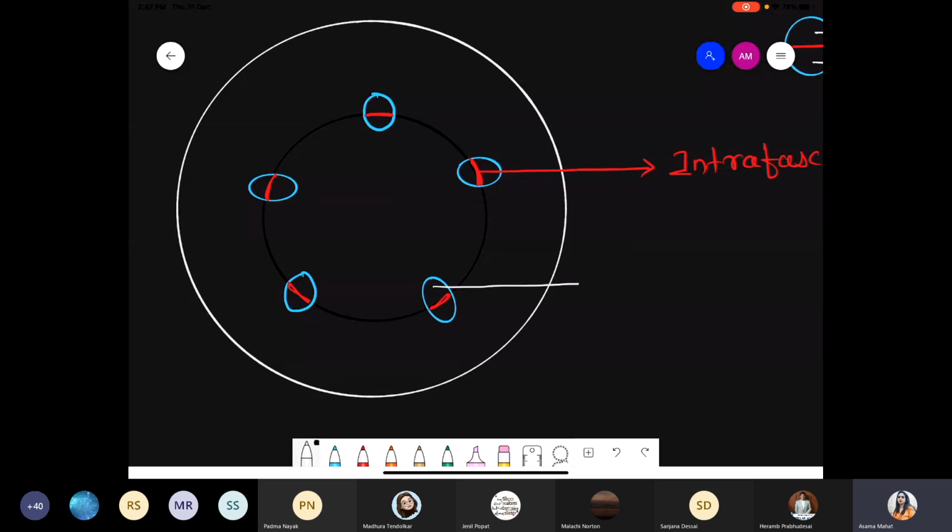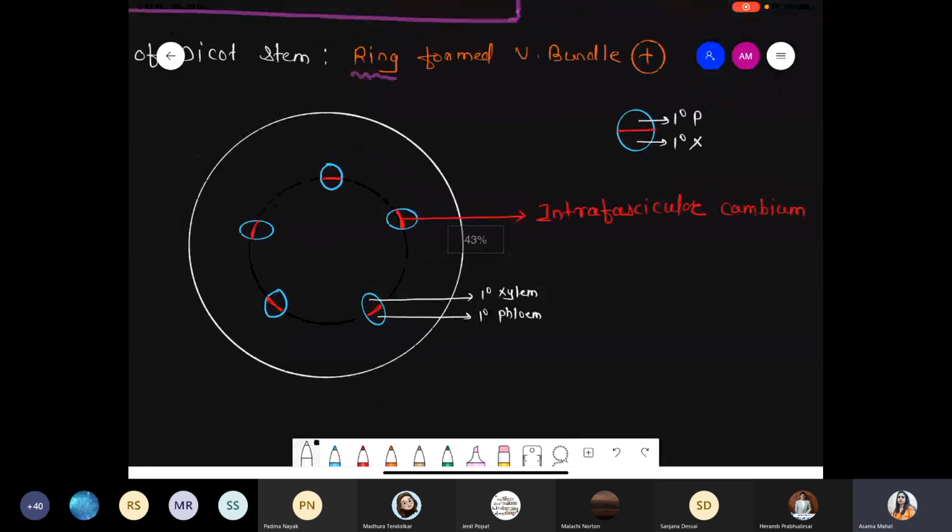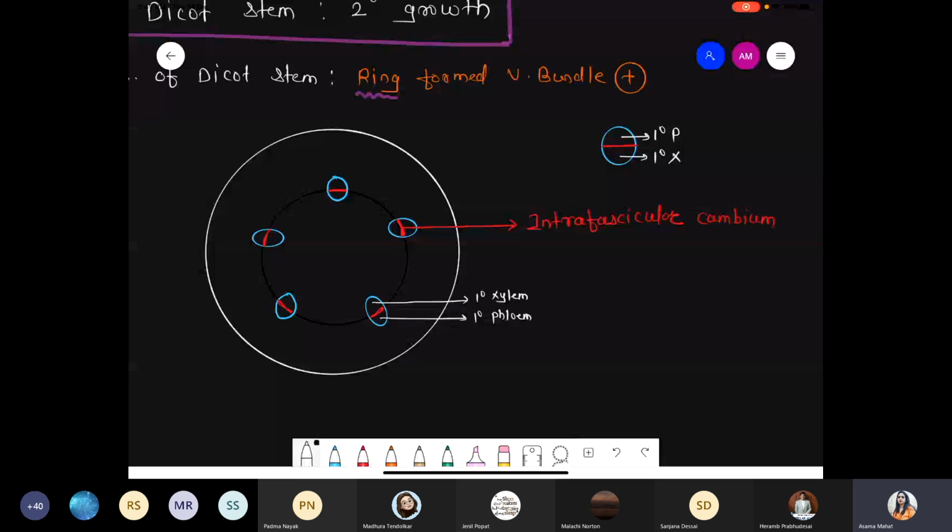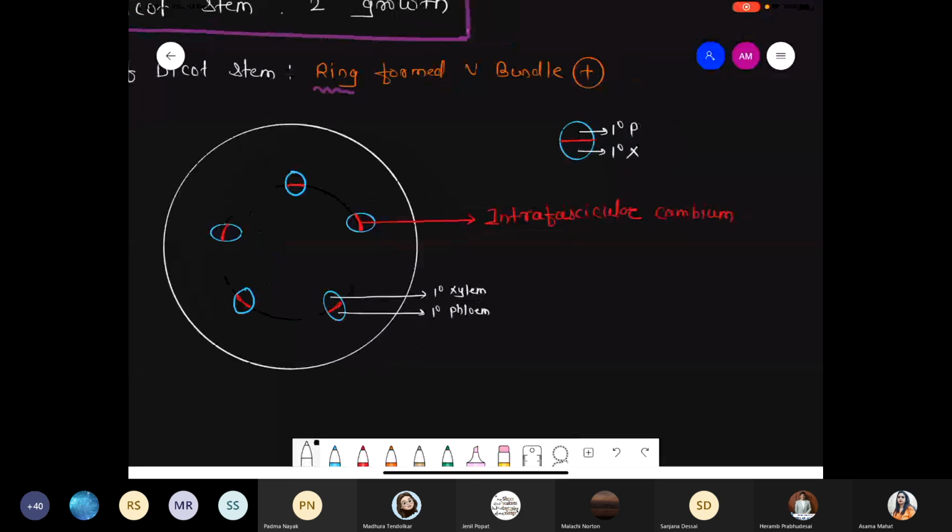So toward the inner side there is the primary xylem, primary X, and toward the outer side there is the primary phloem. And we are talking about dicots, so obviously cambium is present. Which type of cambium is present? Intrafascicular cambium, because inside this single vascular bundle, xylem and phloem are differentiated with the help of the cambium. That's what is called intra. Got it? So this is the intrafascicular cambium.